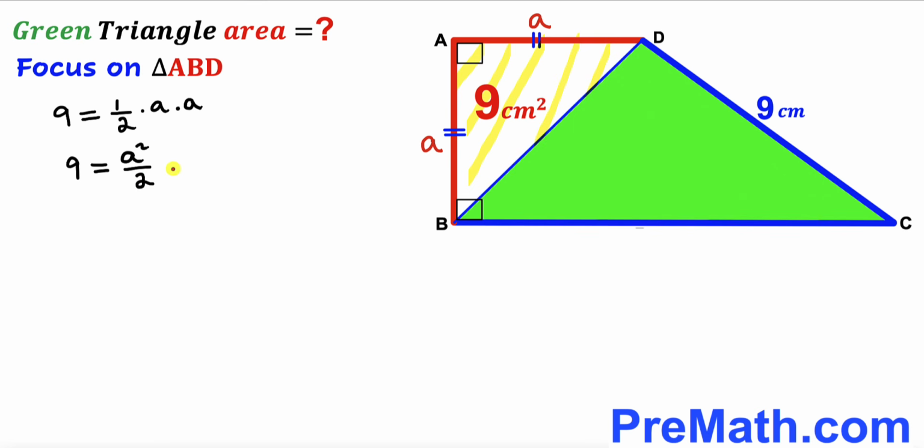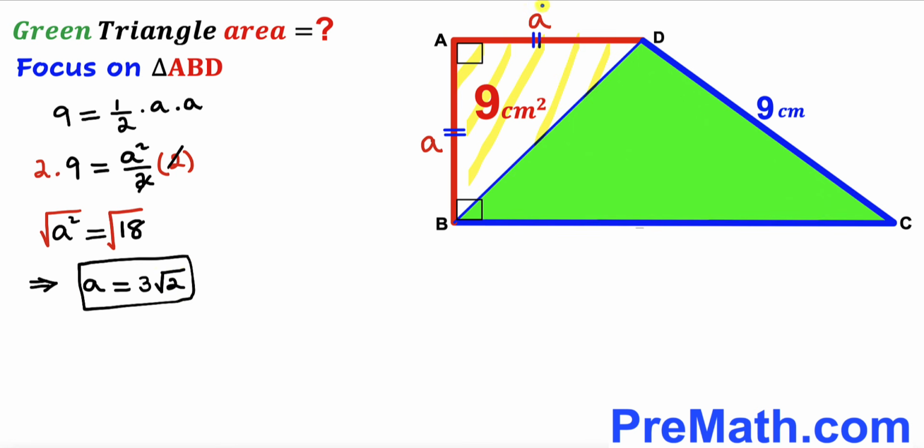And now I'm going to remove this fraction by multiplying by 2 on both sides of this equation. And here we can see this 2 and 2 is gone. So therefore a square value is going to be equal to 18. And now I'm going to undo this square by taking a square root on both sides. So therefore we could see that our lowercase a value simply turns out to be 3 times the square root of 2 centimeter. So therefore this lowercase a value turns out to be 3 times the square root of 2, and likewise this lowercase a value is 3 times square root of 2 as well.